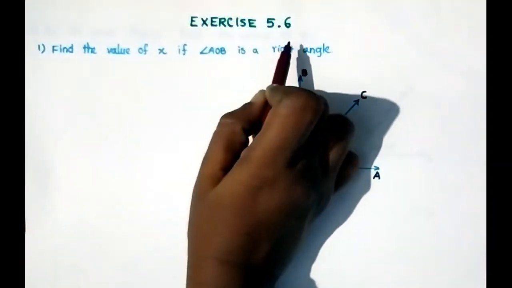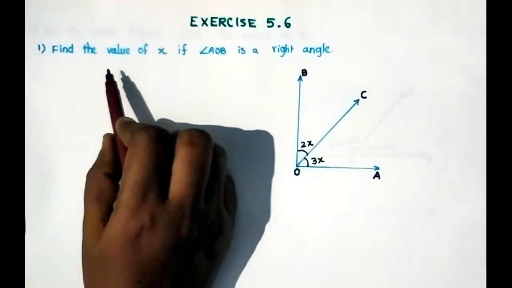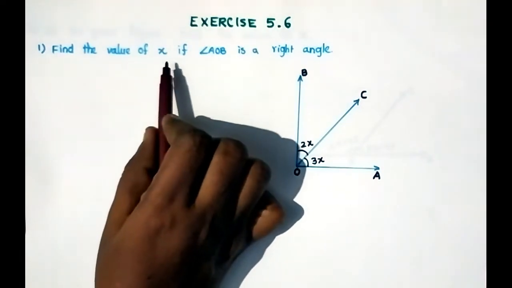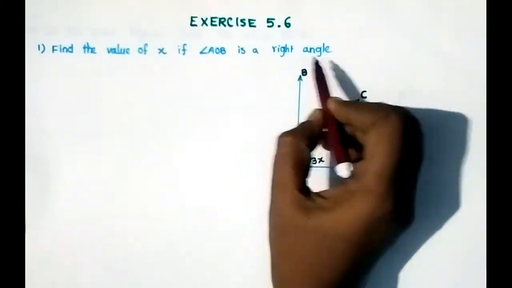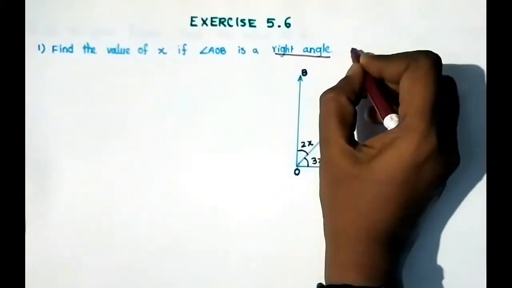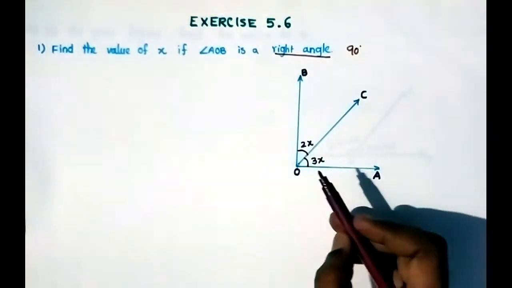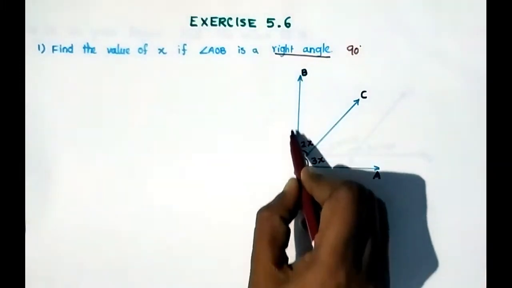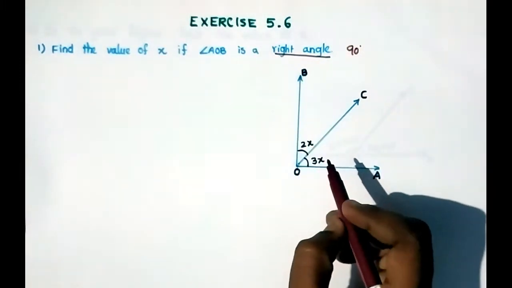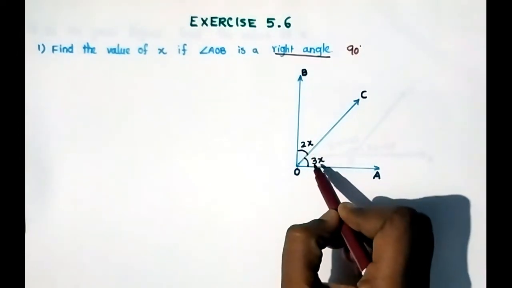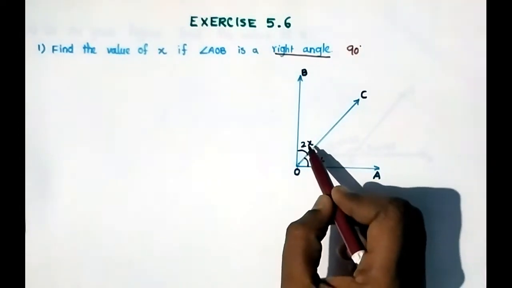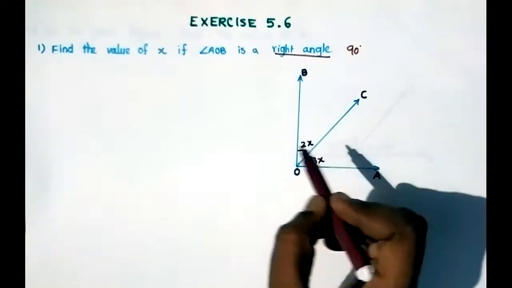Look at this exercise 5.6. First sum. Find the value of x if angle AOB is a right angle. Right angle means that is 90 degree. So angle AOB equal to 90 degree. It is split into two angles. What is that? 2x and 3x. So we have to add this, means we get 90 degree.